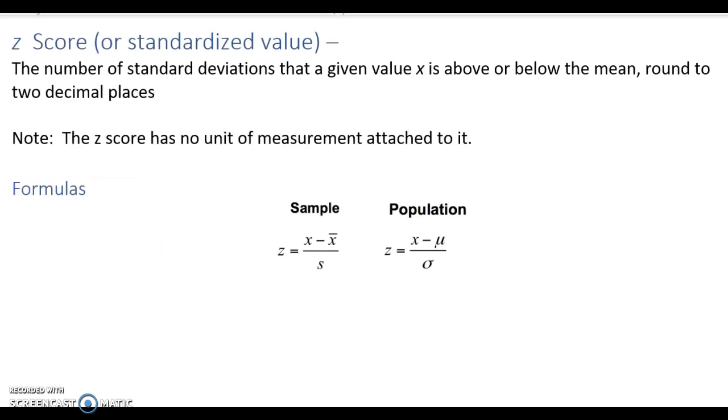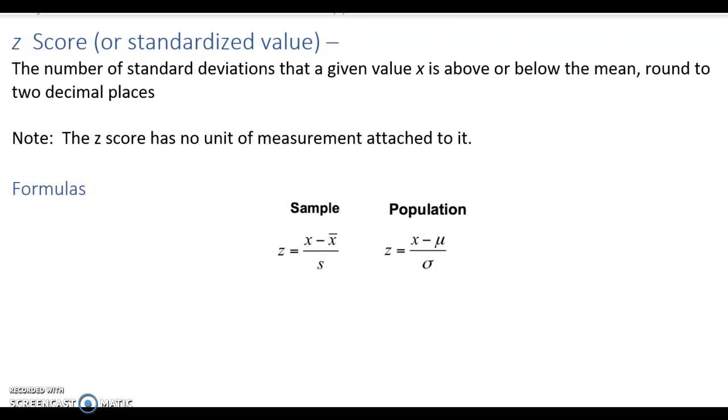A z-score is a way of standardizing data. A z-score is also called a standardized value. What it represents is the number of standard deviations that a given x value is above or below the mean, rounded to 2 decimal places. As a note, the z-score has no unit of measurement attached to it. What it tells you is how many standard deviations above or below the mean a data value is.